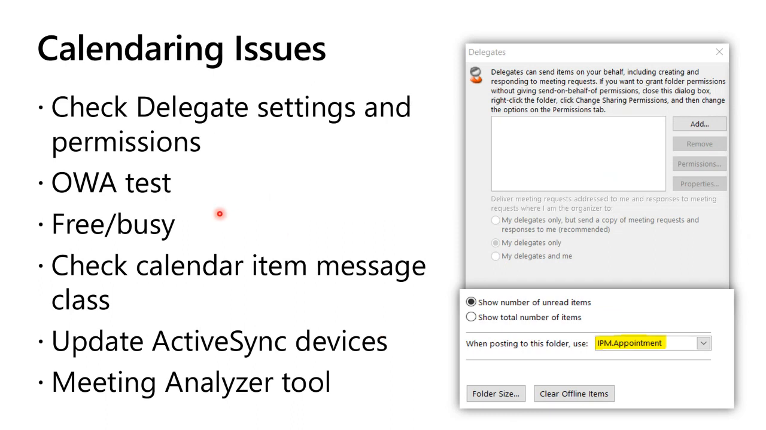Calendaring issues. The first thing to verify is that, if necessary, delegate permissions are in place. Delegate settings can be verified from File, Account Settings, Delegate Access, as shown in the first screenshot here at the top. You would see all the delegates listed here, and highlighting a delegate and clicking on Permissions will give you more options as well.